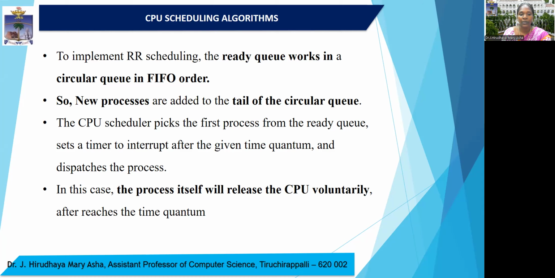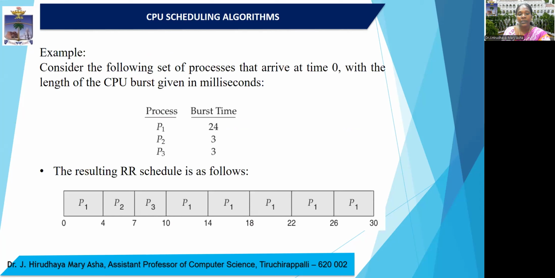after the completion of the time slice. In this example we will understand how round robin works. In this Gantt chart, you can see there are three processes, P1, P2, P3. P1 requires 24 milliseconds, P2 requires 3 milliseconds, and P3 requires 3 milliseconds. Here, a time quantum of 4 is followed in this round robin scheduling.